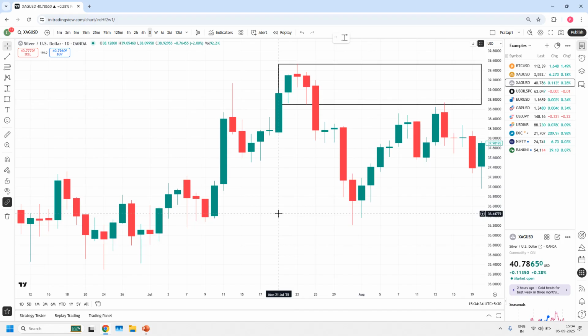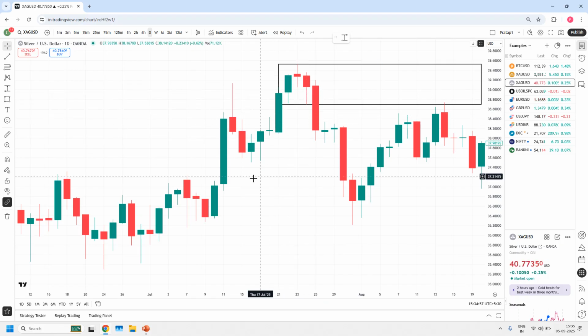Recently, what happened? Prices entered here into the supply zone. See, before that, this large candle is the leg-in. You have 3 base candles, and this large candle is the leg-out. All 3 components should be satisfied. Then only can we call it a zone.